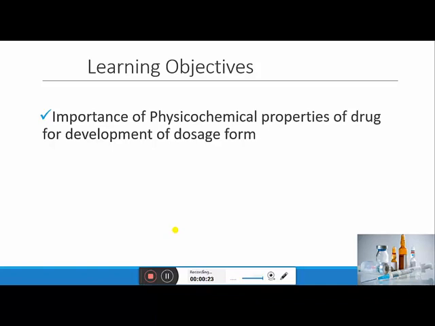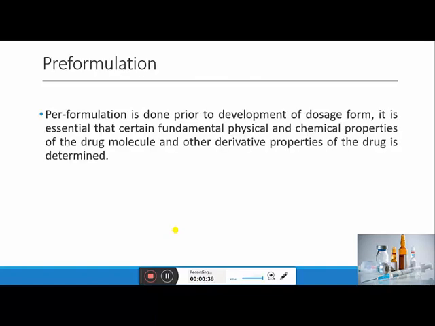After going through this video, learner will be able to understand importance of physico-chemical properties of drug for development of parenteral dosage form. So start with meaning of pre-formulation. As the word suggests, pre-formulation is something done before formulation development. Pre-formulation studies include determination of physico-chemical properties of drug molecule before development of parenteral dosage form.